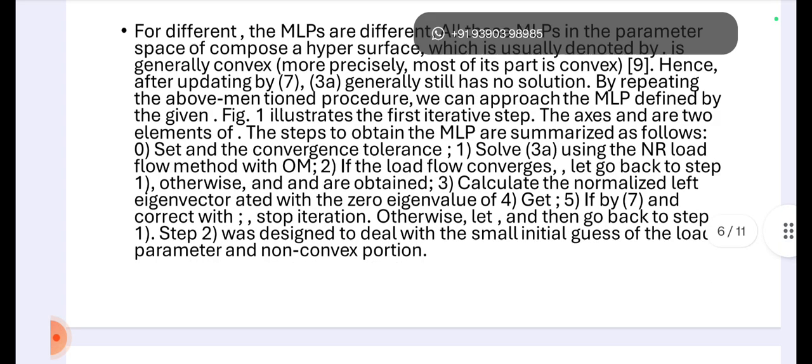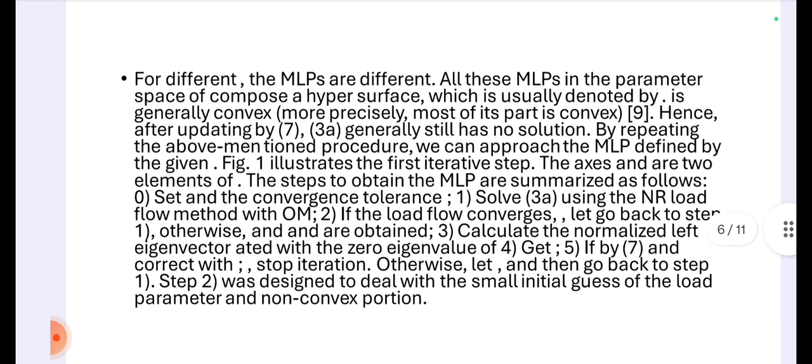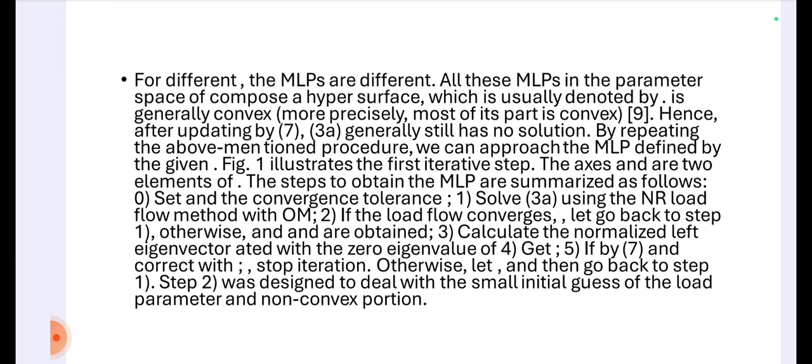The iterative steps to obtain the MLP are summarized as follows. Set the initial values and the convergence tolerance, then solve using the load flow method with OM. If the load flow converges, go back to the previous step; otherwise, update and continue. Calculate the normalized left eigenvector associated with the zero eigenvalue. If the tolerance is satisfied, stop the iteration. Otherwise, update and go back to the step designated to deal with the small initial guess of the load parameter and the non-convex portion.